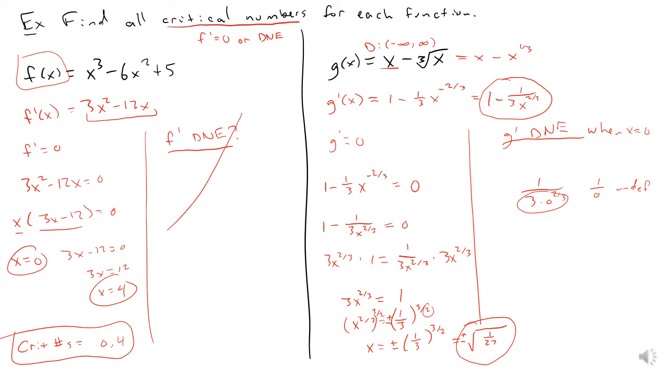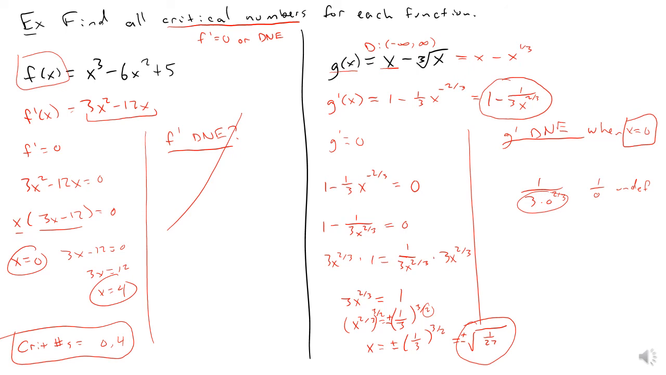So x equals 0 is a critical number for my function, because for my original function g of x, I can plug 0 into this function and get an answer. 0 minus the cube root of 0 is 0. 0 is in the domain of my original function, but when I try to plug 0 into the derivative, it doesn't work. That's a place where the derivative does not exist. So by definition, 0 is a critical number. It's a place in the domain of the function where the derivative does not exist.